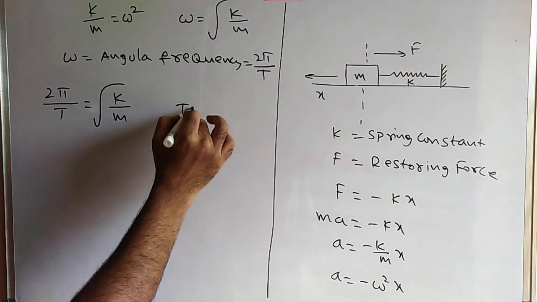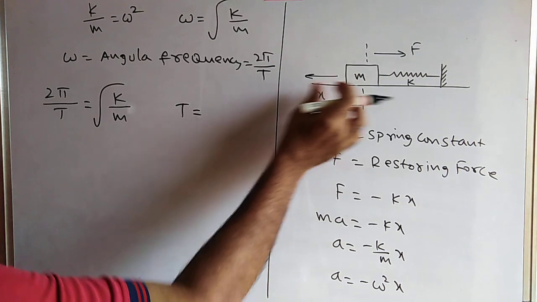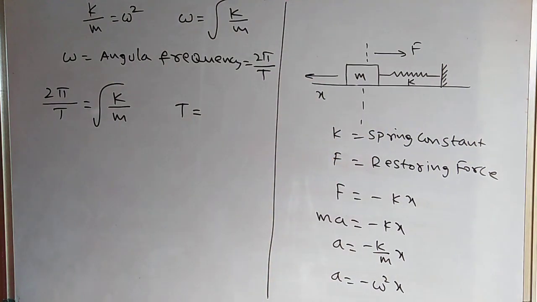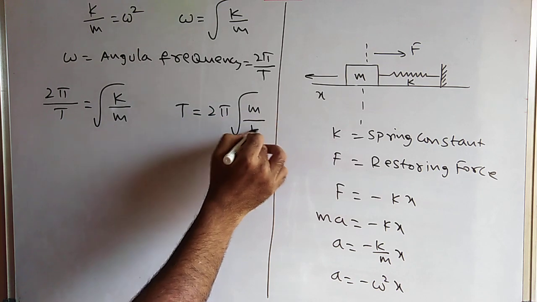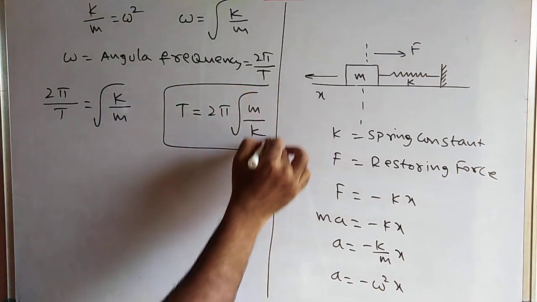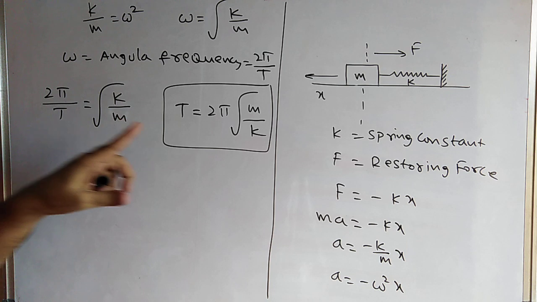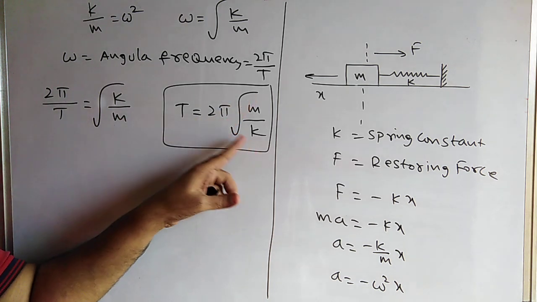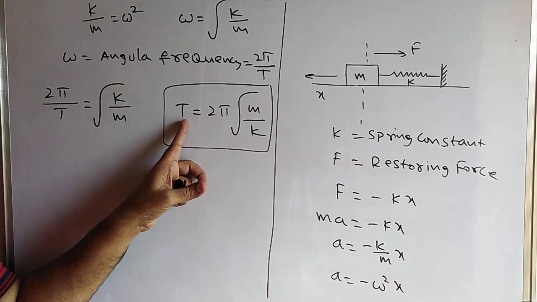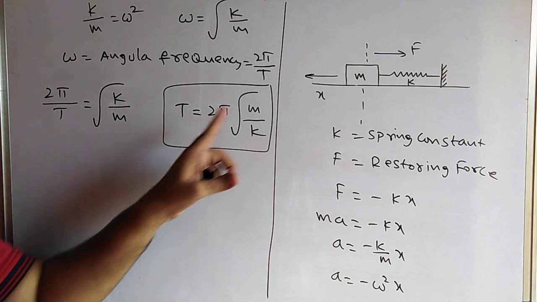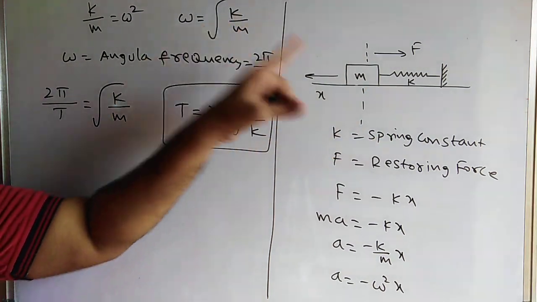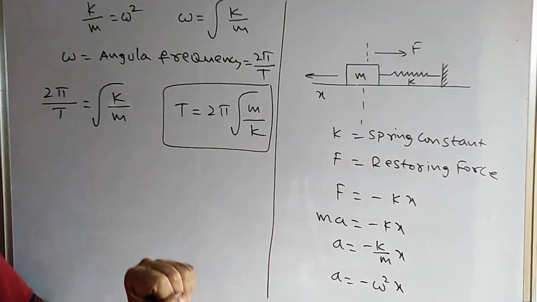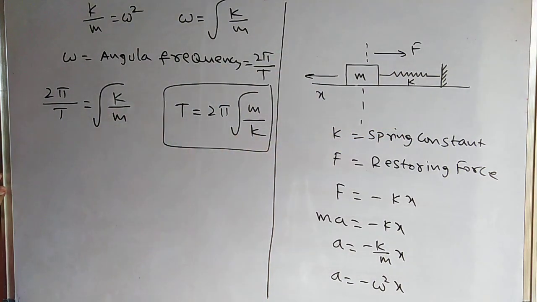Therefore, what is the time period of this spring mass system? It is nothing but 2 pi root m by k. Here the time period basically depends on the mass we attach to the spring, and also on the spring constant. So that is the time period here.